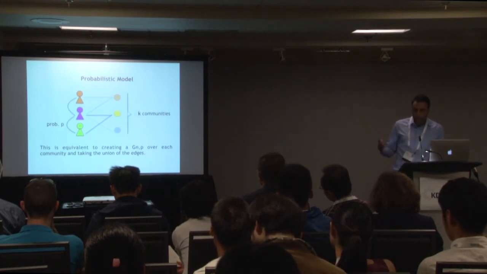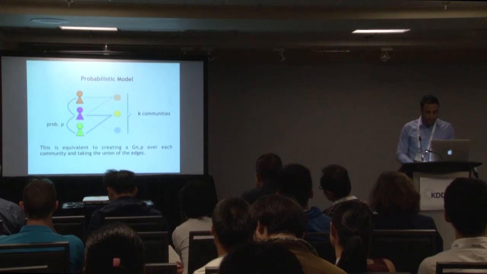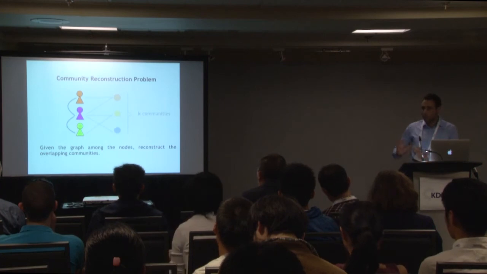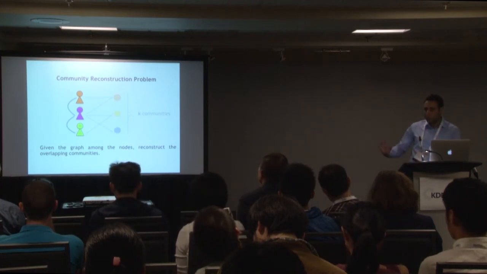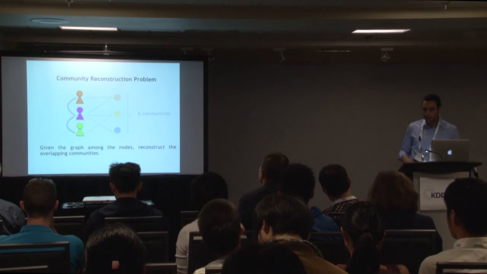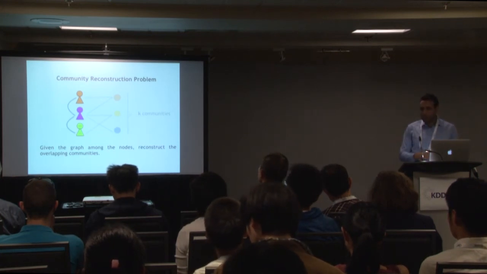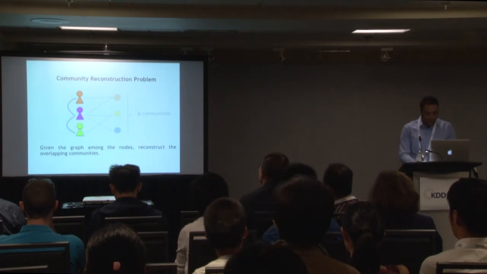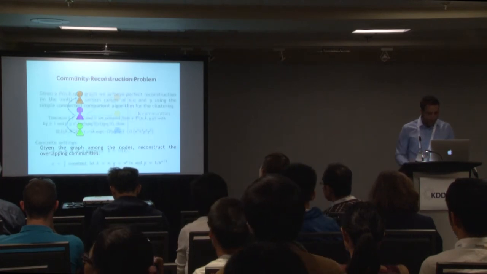So now we have created a graph over the left side, and what we assume is that we are only given this graph. We don't know anything anymore about the communities. We only have this graph, which is the union of k Erdős-Rényi graphs. We don't even know what k is. And our task is to reconstruct the clusters. Of course, we cannot reconstruct the labels or the order of these clusters, but we want to find these overlapping clusters. So this is the learning problem that we want to solve.